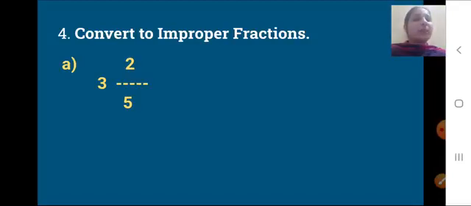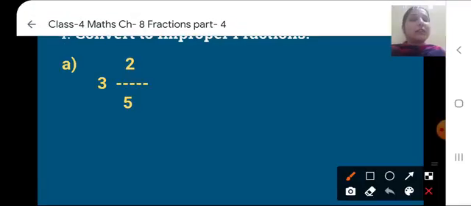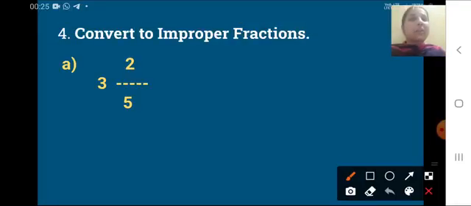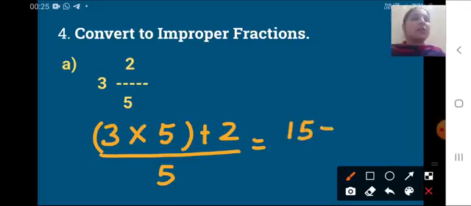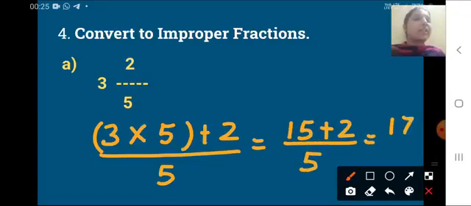So to convert it into improper fraction, how will we convert? We will multiply the whole number, which is 3 here, by the denominator, which is 5. And then we will add the numerator to it, which is 2, upon the denominator, which is 5. So 5 3s are 15, plus 2 upon 5. So 15 plus 2, what will we get, children? We will get 17 upon 5. So that is the answer.